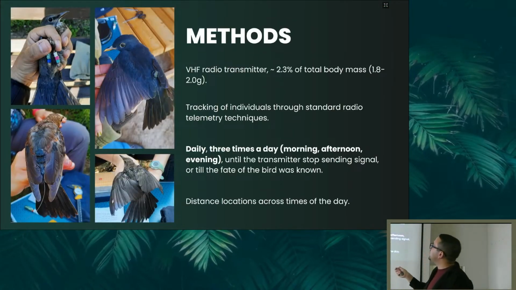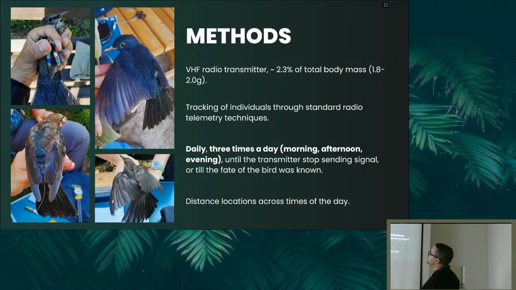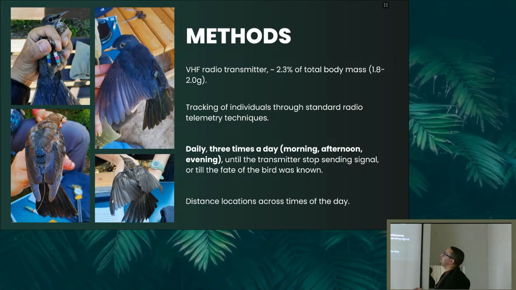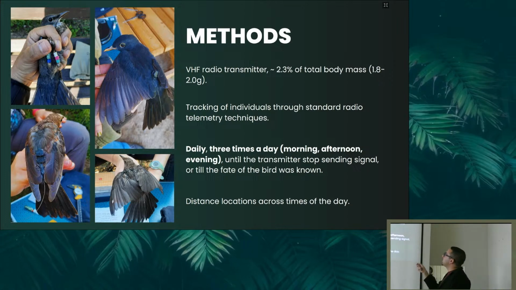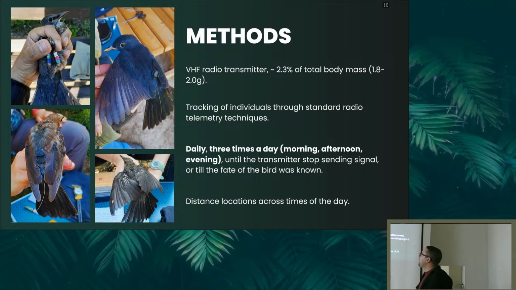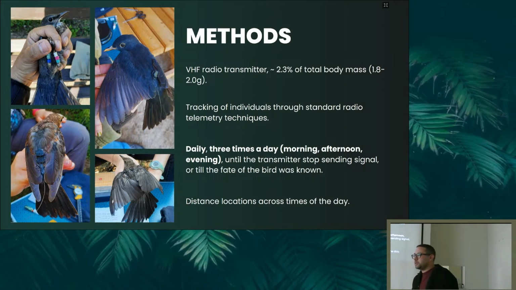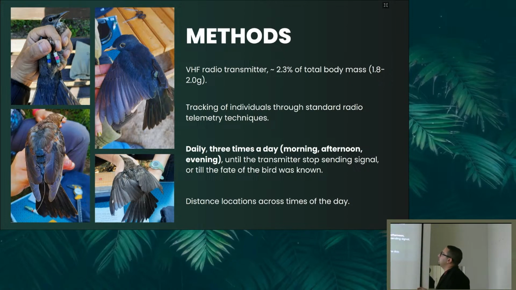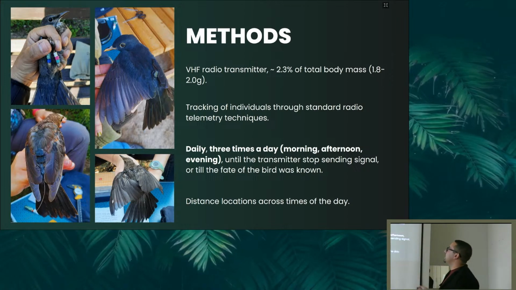Again, we used the same very high frequency radio transmitters on birds, which are now heavier, right. The weight of this tag was around 2.3% of the total body mass. And the tracking of individuals was again using telemetry techniques. What we did differently this time compared to the fledglings is that we followed them daily, but now we tracked them 3 times a day, in the morning, in the afternoon, in the evening, again until we lost the signal of the transmitter or until something happened to the bird. And we measured the distances and locations, not on a daily basis, but now across times of the day.